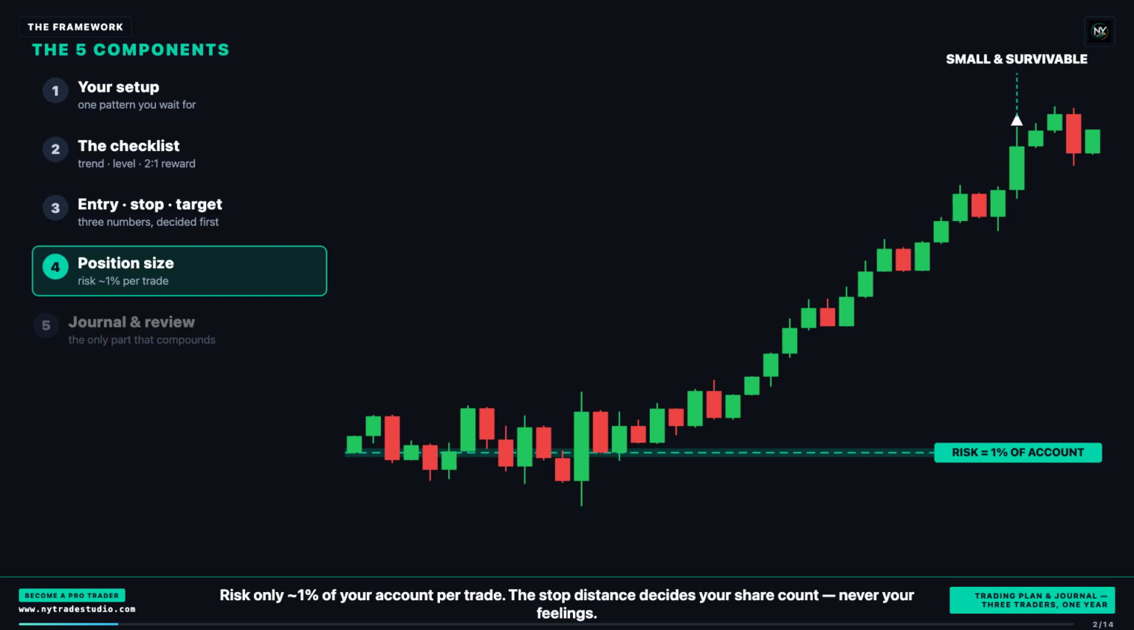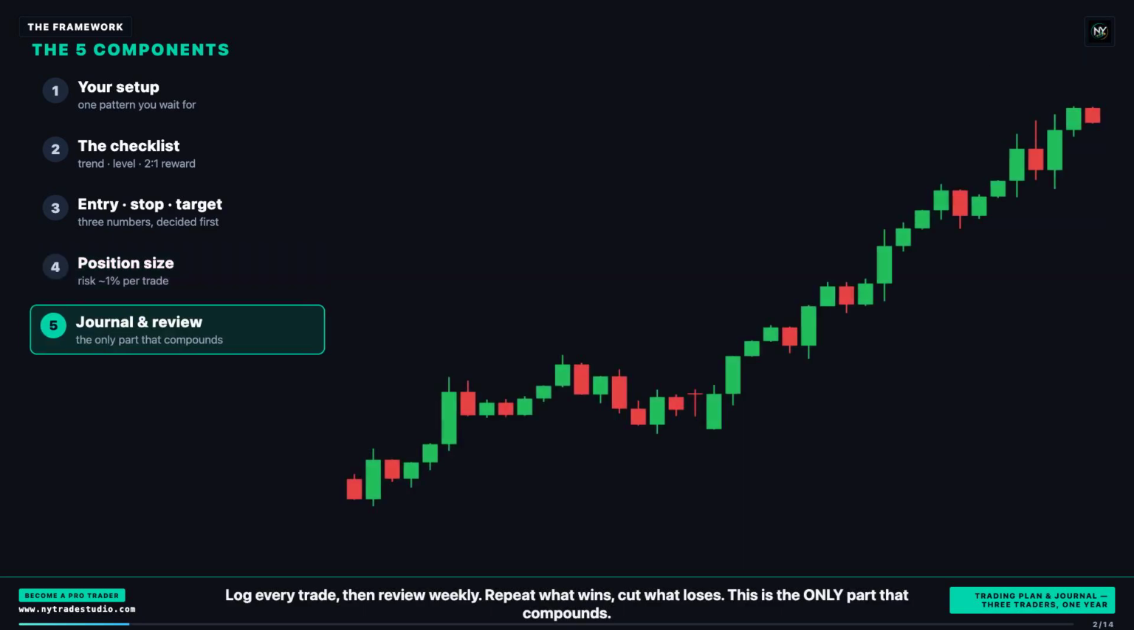And number 5, your journal and your weekly review. You log every trade, and once a week you read them back, repeating what wins and cutting what loses. This is the only part of trading that truly compounds. So there it is, 5 components. Now let us meet the 3 traders who are about to put them to the test.